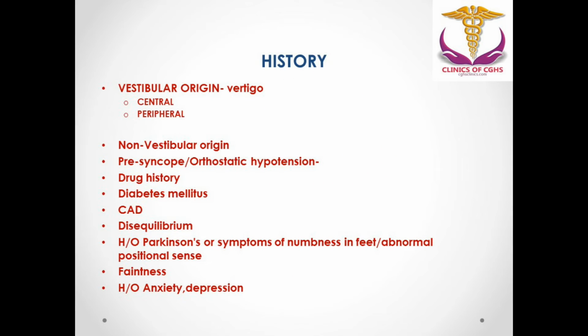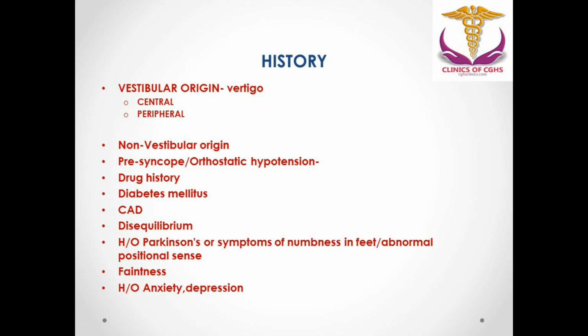Once you rule out these dangerous conditions, history will further guide you into differentiating whether the dizziness is of vestibular or non-vestibular origin. Vestibular origin of dizziness is usually provoked or aggravated by movement and improved or relieved by rest, and this vertigo may be central or peripheral in origin. Again, history of weakness, dysarthria, diplopia, or head injury will guide you to its central origin of vertigo. If there is a history of tinnitus, deafness, or aural fullness, it could be a peripheral origin of vertigo.